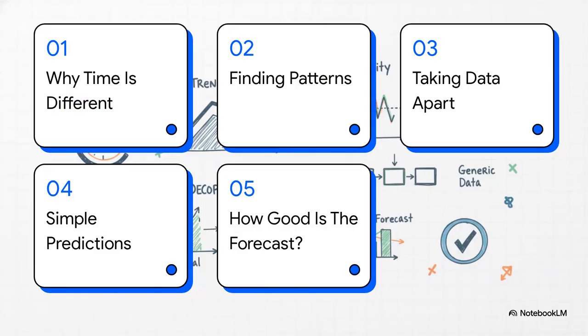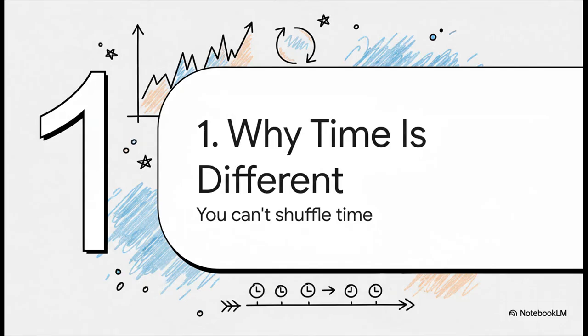So here's our game plan. First, we're going to dig into why time is so unique. Then, we'll become data detectives and learn to spot hidden patterns. After that, we'll break the data down, make some surprisingly simple predictions, and finally, we'll grade our own work to see how we did. All right, let's kick things off with that one simple rule. You just can't shuffle time. And as we're about to see, this one little thing completely breaks the standard rules of prediction.